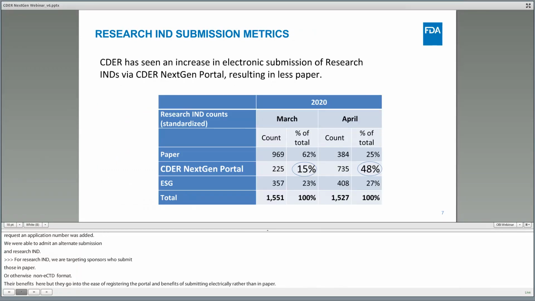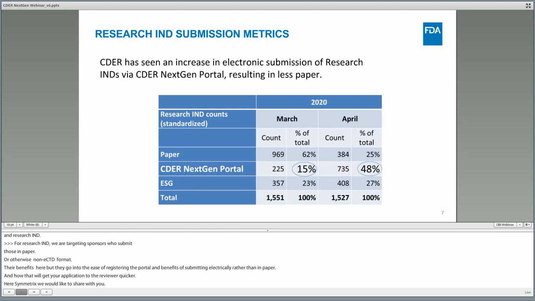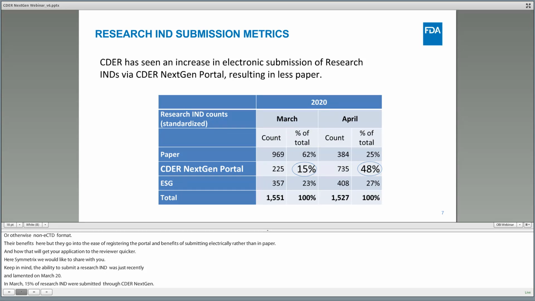Here are some metrics we'd like to share with you. Now keep in mind that the ability to submit a research IND through CDER NextGen was just recently implemented on March 20th. So in March, 15% of research INDs were submitted through CDER NextGen portal. But as you look at April, 48% of research INDs had come in through the CDER NextGen portal. This is a great improvement, and you'll also notice that the volume of paper submissions dramatically decreased once we implemented the ability to submit via the portal.